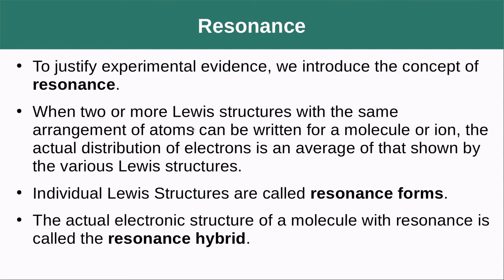To justify this, we're going to introduce the concept of resonance. So when 2 or more Lewis structures with the same arrangement of atoms can be written for a molecule or ion, the actual distribution of electrons is an average of that shown by the various Lewis structures. The individual Lewis structures are called the resonance forms, and the actual electronic structure of the molecule with resonance is called the resonance hybrid.